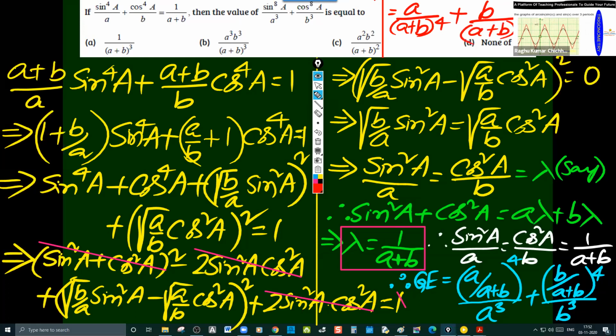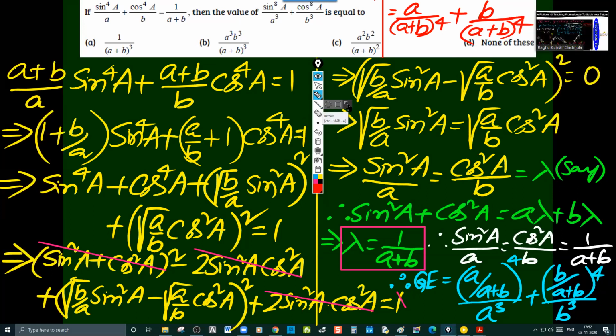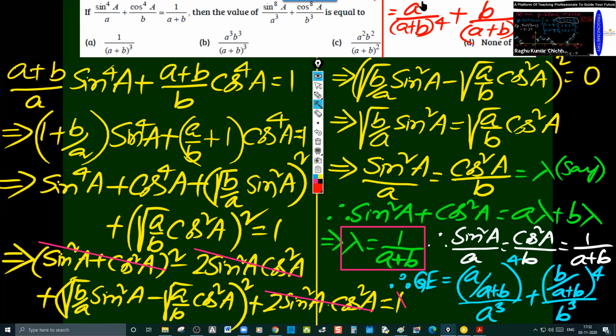Then what is LCM? A plus B whole power 4. What is numerator? A plus B. A plus B by A plus B whole power 4. What is the answer then?